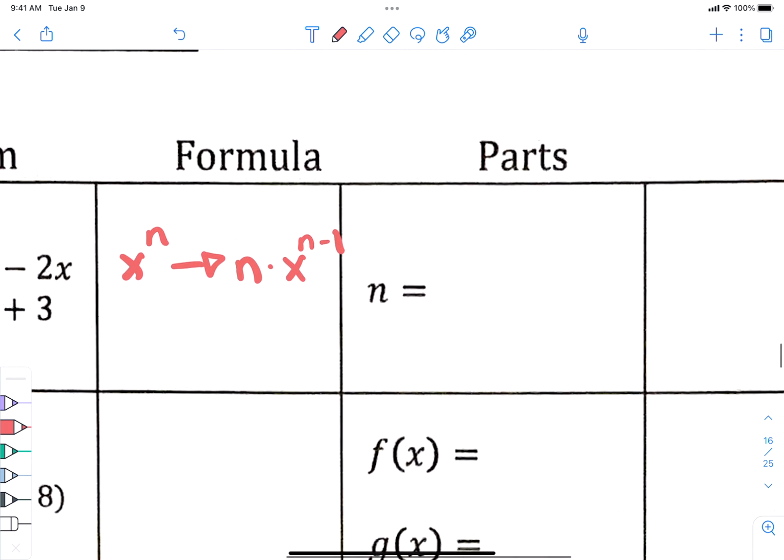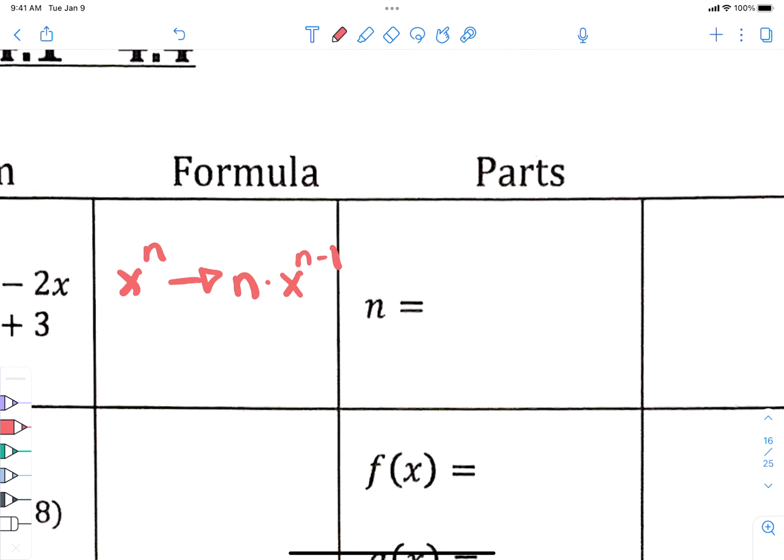But what does n stand for? n is the power, the exponent. Okay, n is the exponent. Just so that we're clear, we know what the parts mean, etc., right?